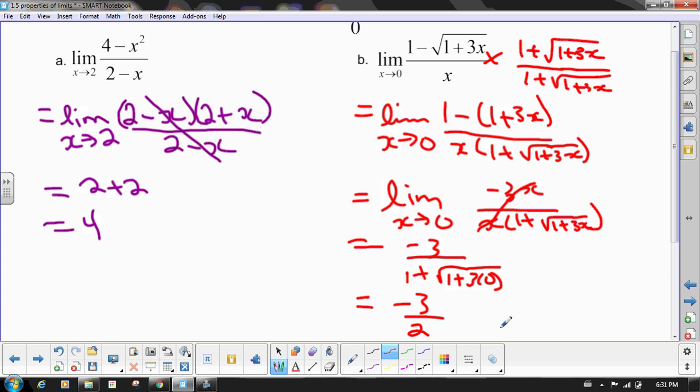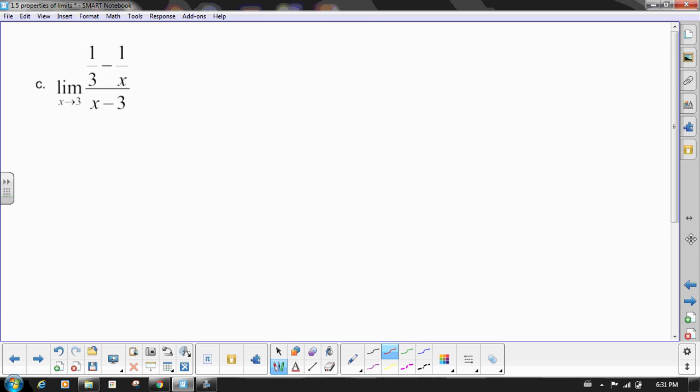So we've seen one where we have to factor. We've seen one where we have to multiply by the conjugate. So our third example of the indeterminate form is going to occur when we have a fraction. So we're subtracting a fraction. In order to subtract a fraction, we need a common denominator.